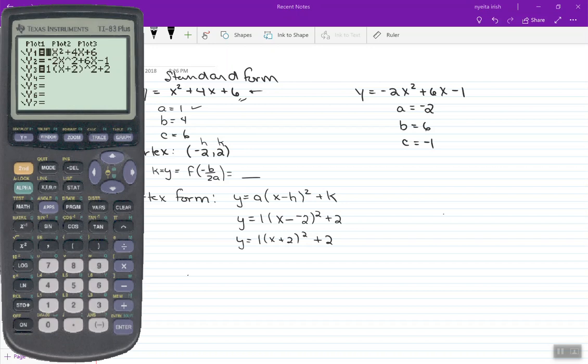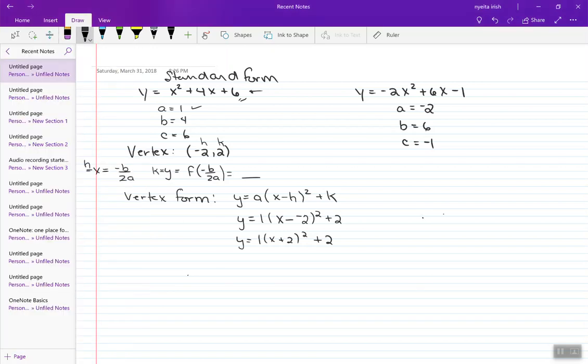So I can do the same thing with this function over here, this graph. So I have a, b, and c. We know that the parabola opens downward, so I'm going to have a maximum point. All right, so for this one, y equals a times x minus h squared plus k. I need to figure out the h, which is my formula negative b over 2a. So negative 6 over 2 times negative 2. Negative 6 over negative 4, or 3/2.